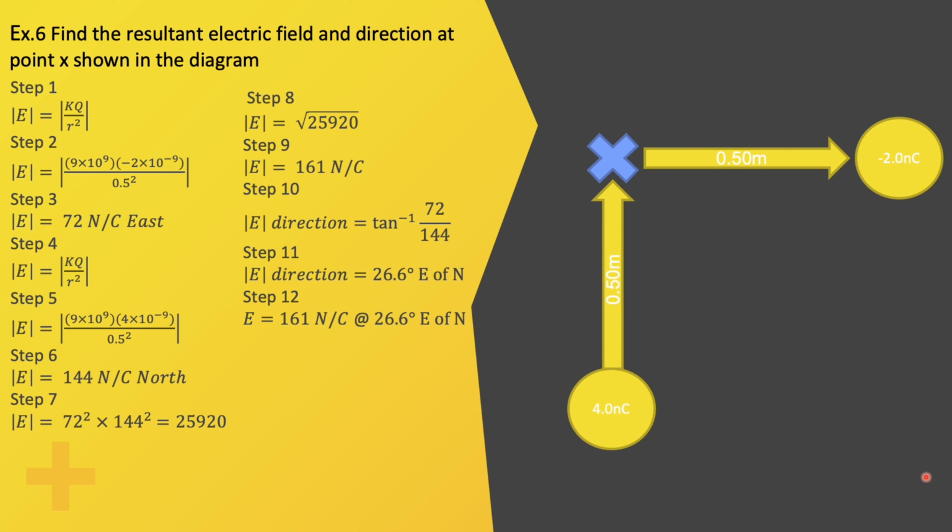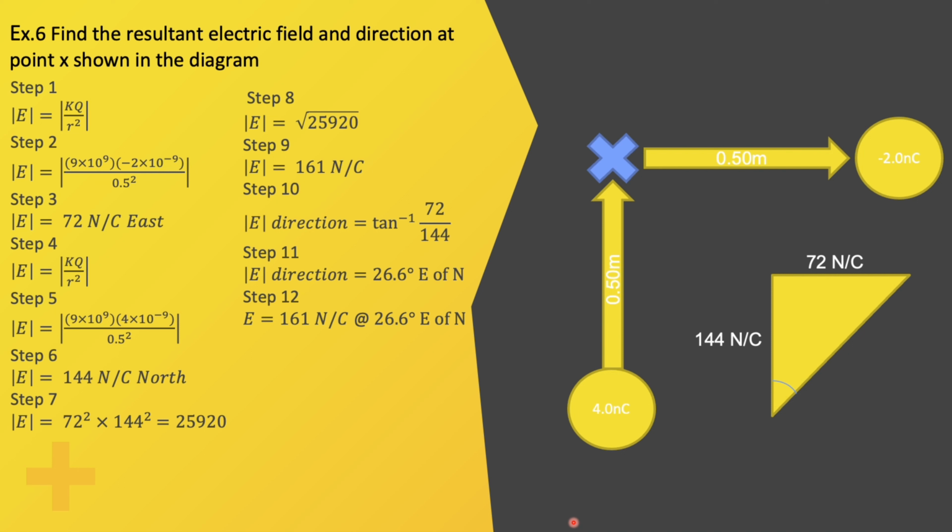We use this now to create a new triangle, and we need to find the missing side to find our net electric field. So we do 72 squared plus 144 squared, which is equal to 25,920. This number is then square rooted to find our net electric field, which is equal to 161 newtons over coulombs.